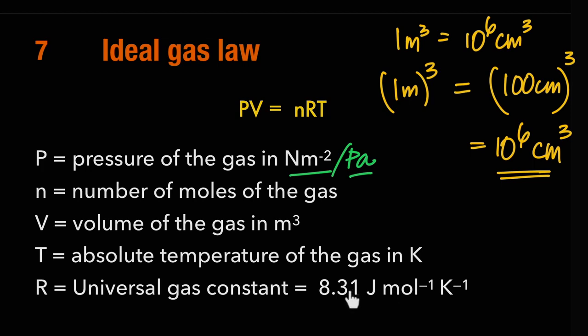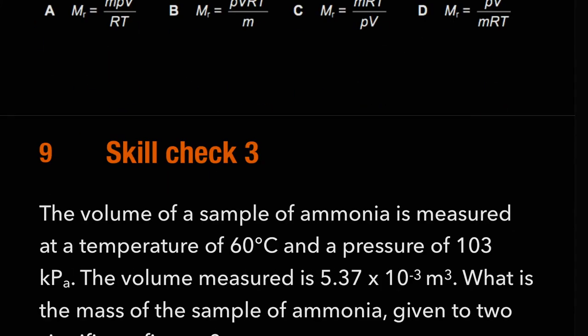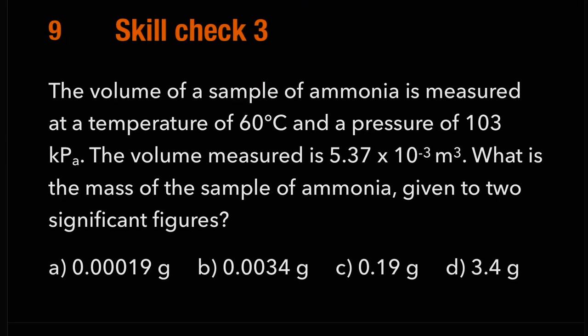8.31 is the value. So use this relationship and the number of moles is equal to mass over MR to find the MR of substances, or in this case mass. For example, check this question out.